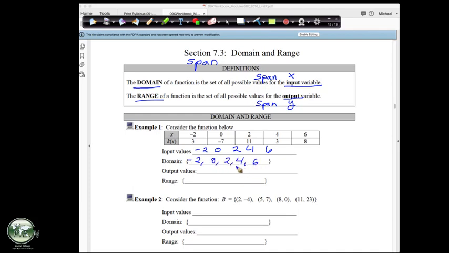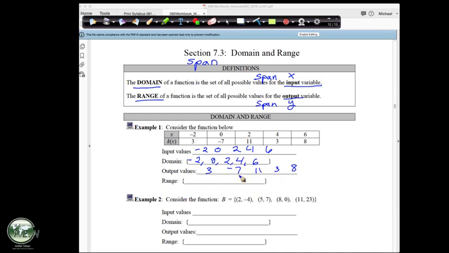And we separate them by commas. Okay. So if we got specific values, we do that. Output values. Again, 3, we got -7, we got 11, we got 3, we got 8. What did you notice about 3? Got listed twice. So when we go to list the range, we only have to list it once.